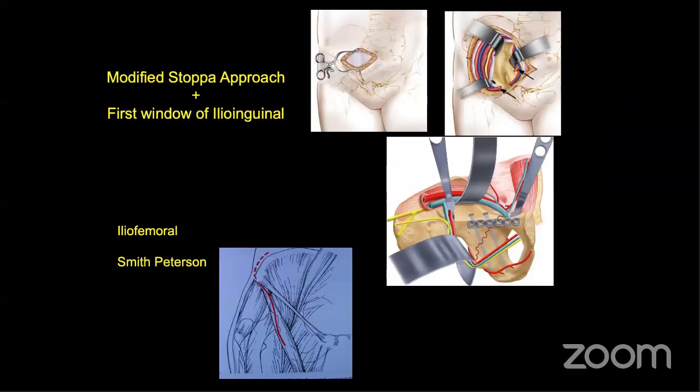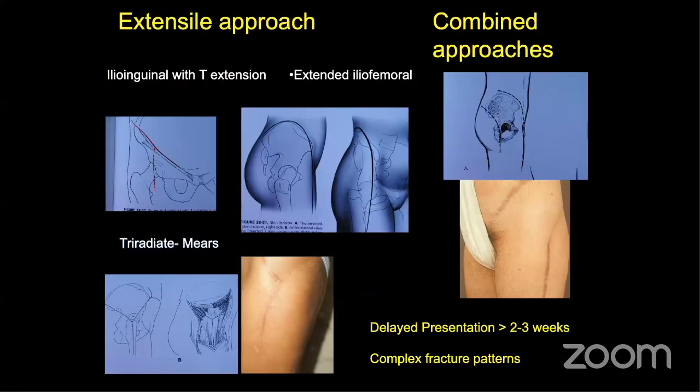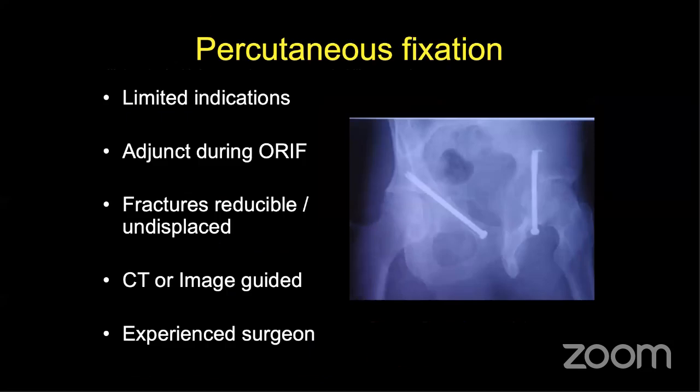As you get more and more experienced, you start using the Stoppa approach with or without the first window of the ilioinguinal, and many fractures for which an ilioinguinal was necessary can now be done through a Stoppa approach. Again, the key in a Stoppa or an anterior intrapelvic approach is the identification of the corona mortis. The iliofemoral or the Smith-Petersen is also very useful in high anterior column fractures where you don't need to go medially. The extensile approaches are hardly ever used nowadays, but they were used for delayed presentations and complex fracture patterns.